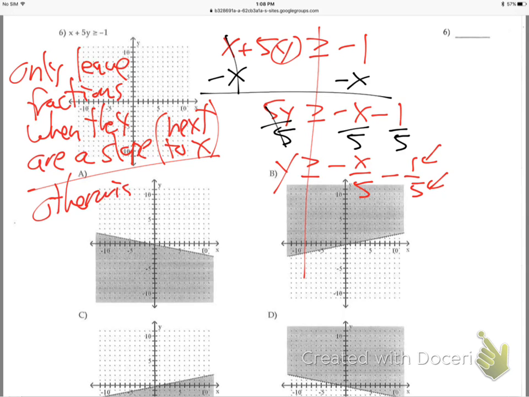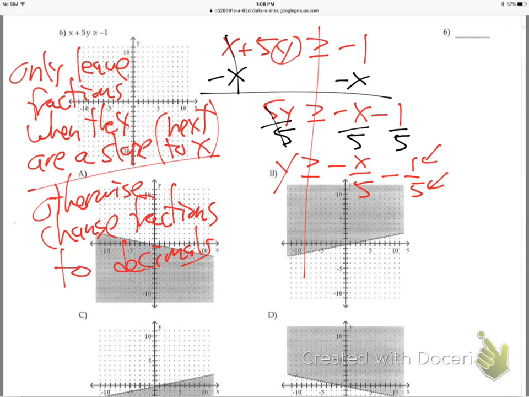Otherwise, change fractions to decimals on your calculator. So I'm going to divide this one on my calculator. 1 divided by 5.2. Make sense how I'm thinking about that? Because I don't want 2 numbers out here. That's just one number. That's just my starting spot. I need 2 numbers next to x, and there's a 1 on the top. I know you all know that. Because that's my slope. That's my rise over my run.